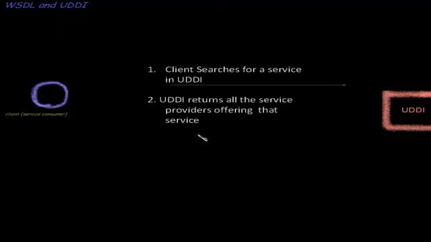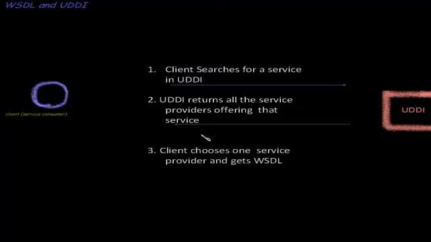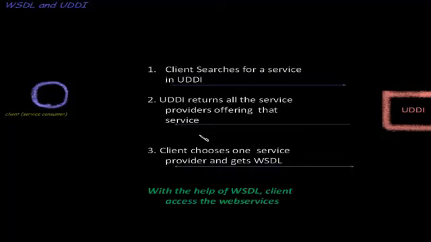And then any client who is looking for a particular service would go and hit UDDI and would search for the particular service that he is looking for. UDDI would return all service providers who offer that service, and then the client will choose one service provider in the list provided and then will get the WSDL file of that service provider from UDDI, and then with the help of this file, the client is able to access the web service.